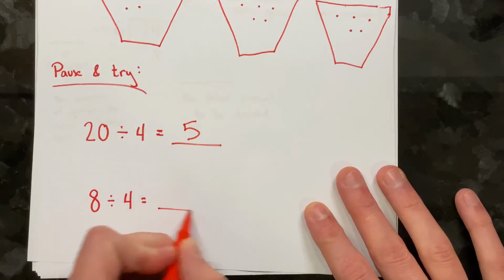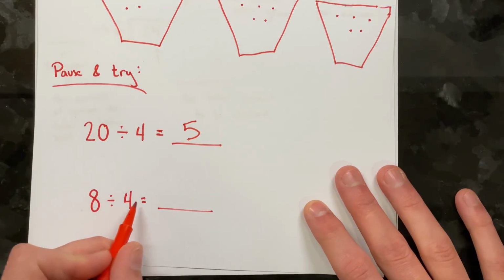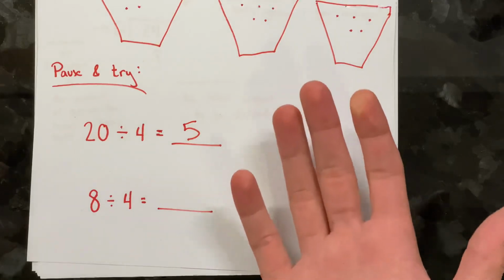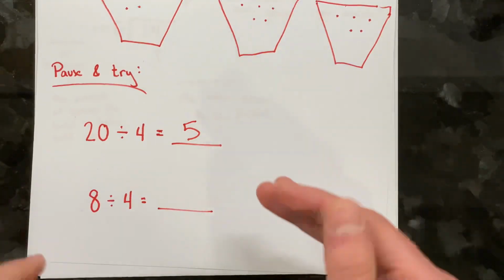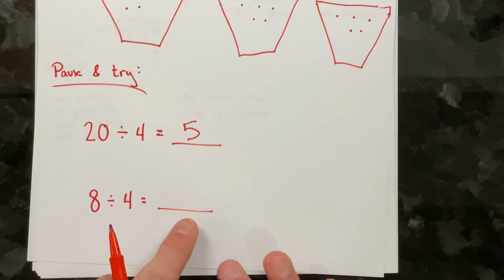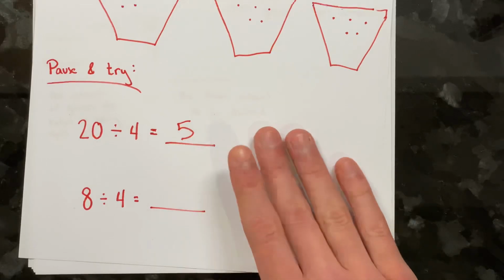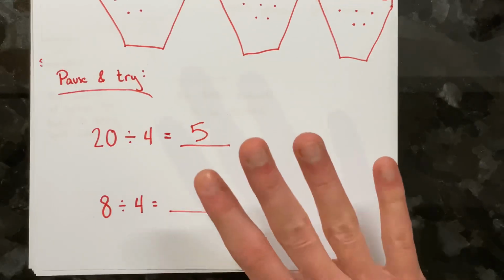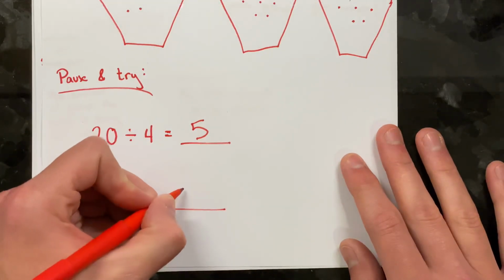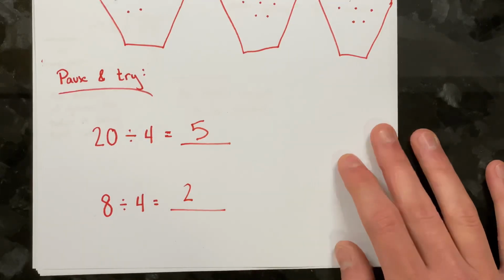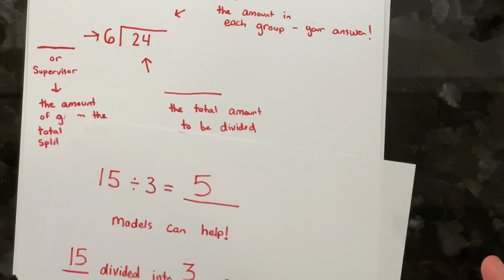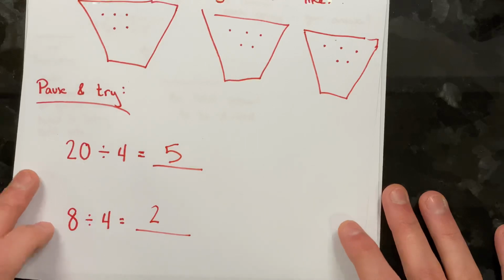Same thing here. 8 divided by 4 equals something. Well, I may not know that. I might know it right away. But I can always put that car in reverse. Something times 4 equals 8. Oh, duh. 2. Okay?